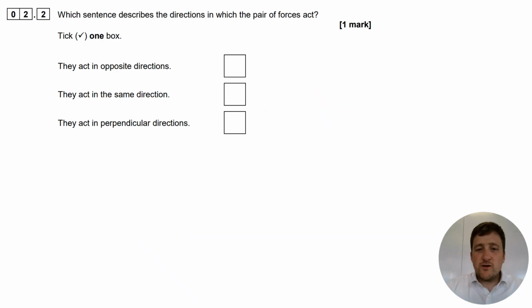Which sentence describes the directions in which the pair of forces act? Well, they're always going to act in opposite directions. Every time we draw forces, there's always going to be a pair of forces acting in opposite directions.